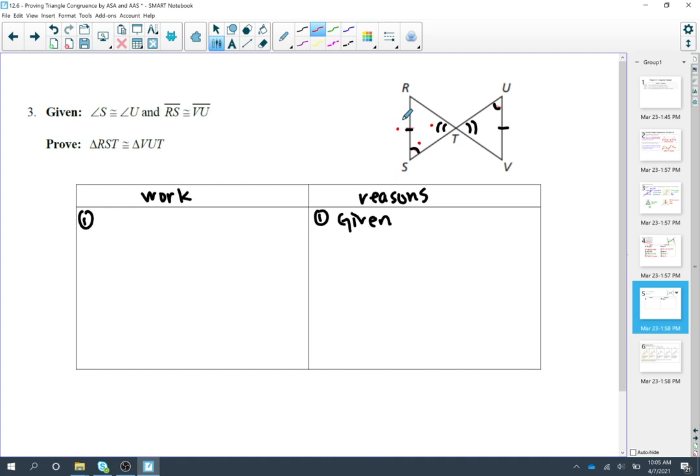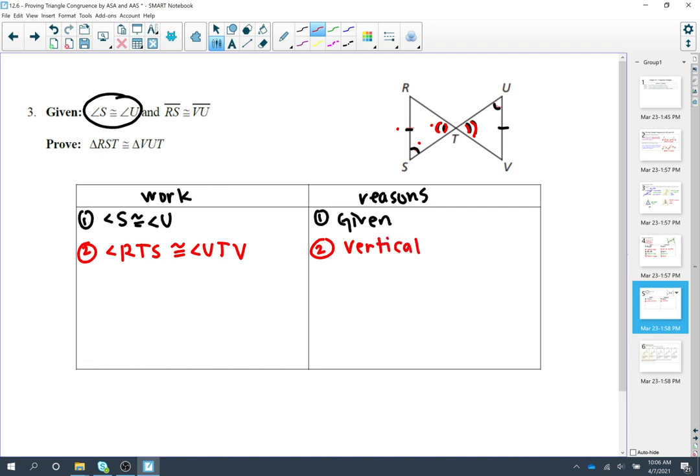So if I want to do angle, angle, side, then in step 1, the first thing I want to do is list an angle. Well, the angle that was given is that angle S is congruent to angle U, and that's because it's given. That's an angle. Step 2, well, I want to list my other angle. My other angle is this vertical one, so I can say that angle RTS is congruent to angle UTV, and that's because they're vertical.